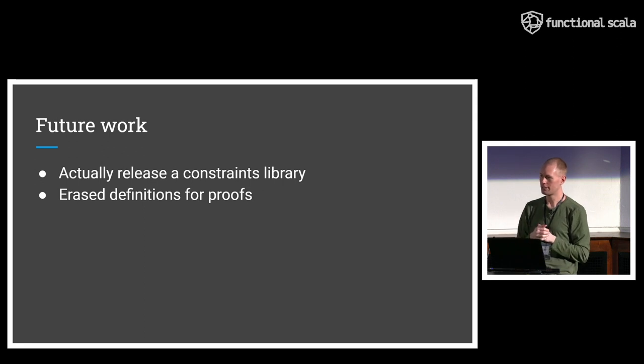Scala 3 also has these erased definitions. So there's that proof argument that's not actually used. We can erase that after compile time in future versions of Scala. Some people want to make that implicit, which I don't know how I feel about, because you might end up proving more things than you actually need. And implicits used in that way are sometimes scary for developers.